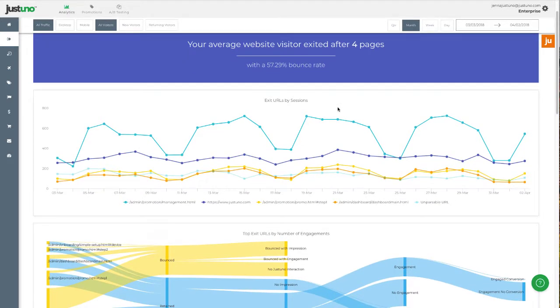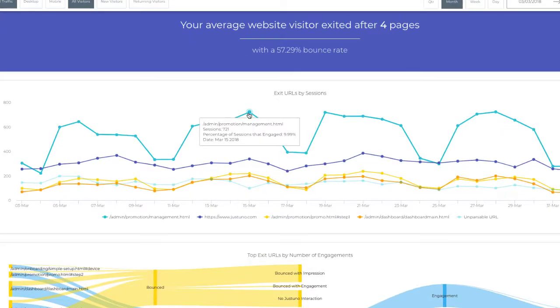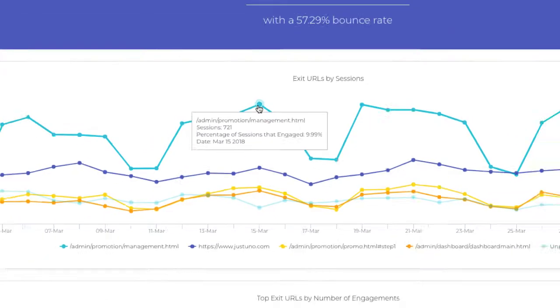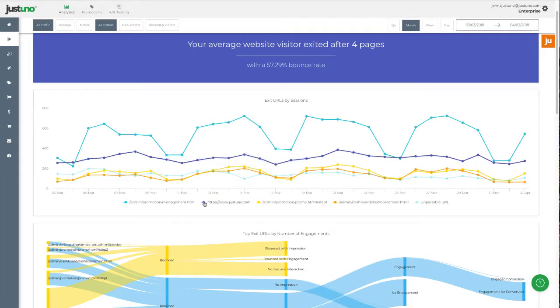Below is a table breaking down the top 5 pages visitors are leaving your site, in exact numbers of sessions. Hovering over the data points, you can see the number of sessions, which is the number of people who left from that page, and the percentage of customers who engage with Justuno at any point in their journey who left from that specific page. If you want to review a specific page, you can click on these points to remove or add specific lines.